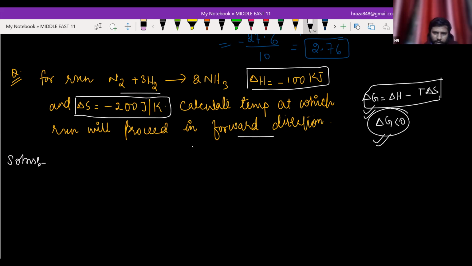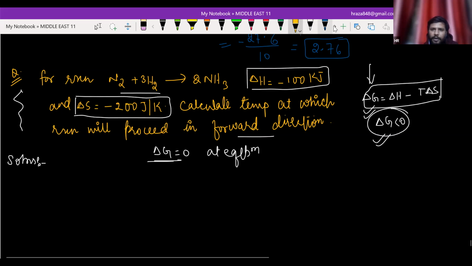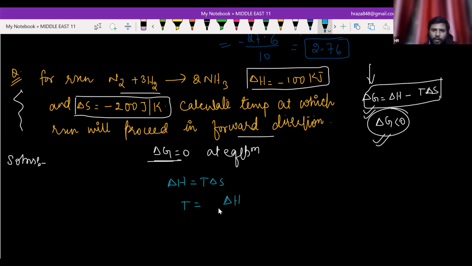That means it is spontaneous. Whenever this type of question comes, just consider delta G equals zero, that means at equilibrium. If delta G equals zero, then delta H equals T delta S, and T equals delta H upon delta S. Delta H has a value of minus 100 kilojoule, so I'm converting it into joule, and the value of delta S is minus 200.